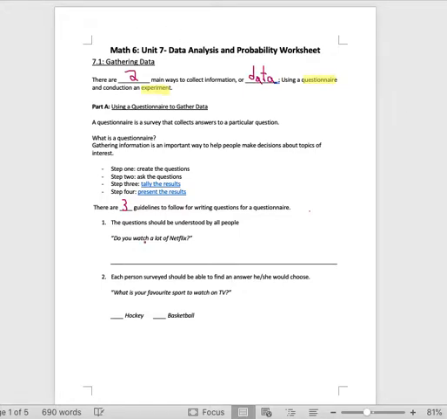Let's look at this example of a question. Do you watch a lot of Netflix? This question isn't actually a good question for a questionnaire. The reason is the words a lot. We might use it, but it doesn't really quantify anything. There's no number. A lot to you might be very different than a lot to me. So you can't really answer that as a yes or no.